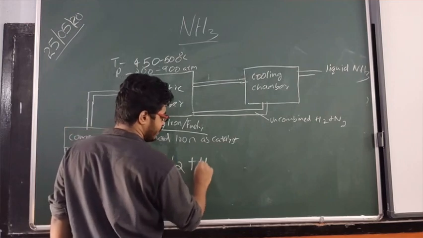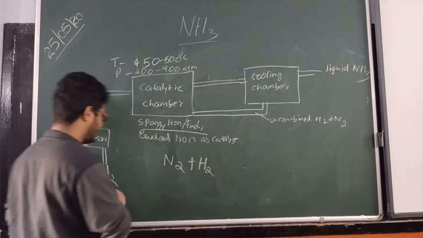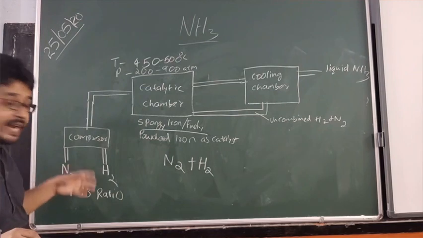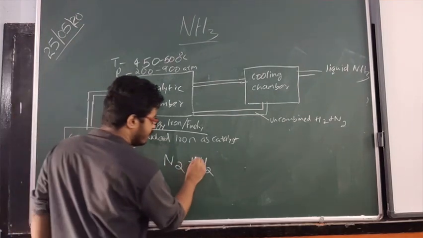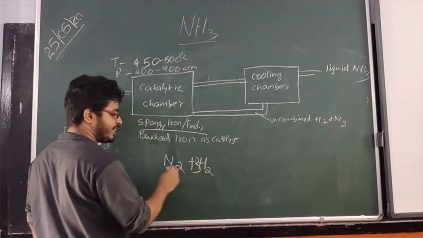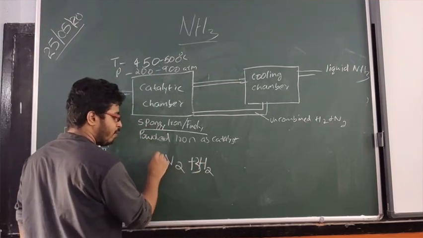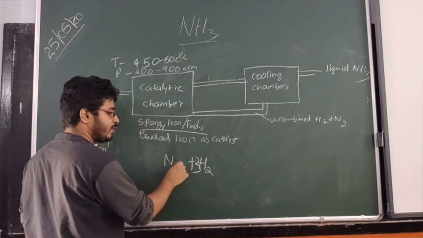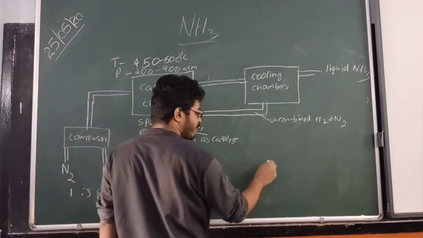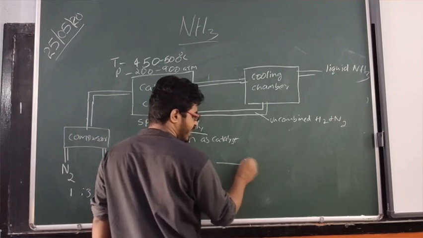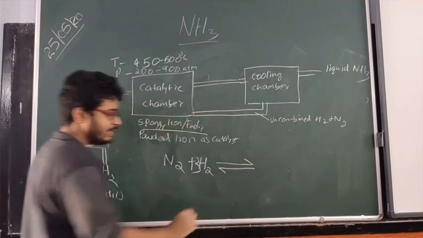reacts with hydrogen. Just now we discussed that we have added nitrogen and hydrogen in a 1:3 ratio, so here also it happens in a 1:3 ratio. One molecule of N2 will react with 3 molecules of H2 to form ammonia. I hope you remember this.